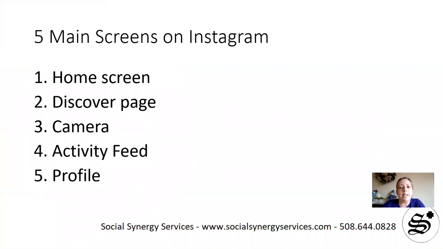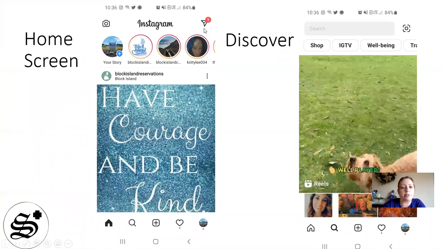There are 5 main screens on Instagram. The first is your home screen here. This will look a little different to some of you now, but this is really where you can see what's happening. The individuals or the organizations that you've decided to follow, this is where their posts are going to populate, and this is where you'll have an opportunity to get up to date on the latest news or the latest events that are happening from those that you follow.